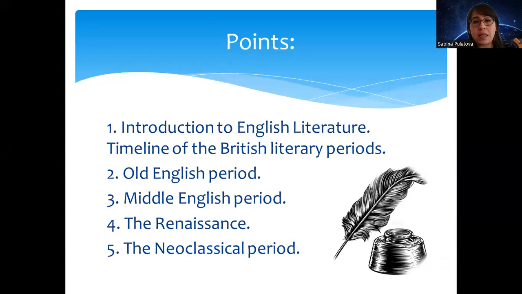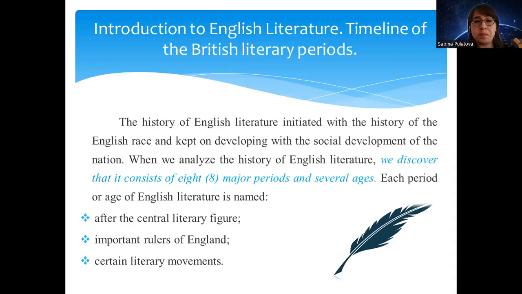The theme consists of the following points. The first point is Introduction to English Literature, Timeline of the British Literary Periods. The second one is called Old English Period. The third one is Middle English Period. The fourth one is the Renaissance. And the last point is the Neoclassical Period.